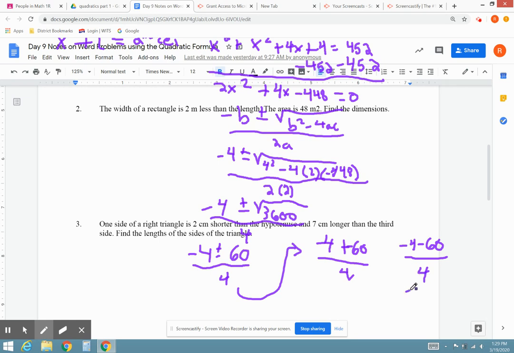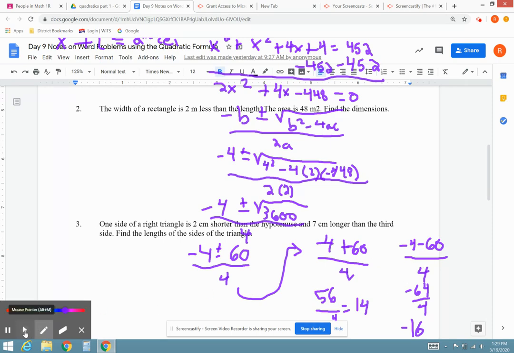So this is negative 64 over 4, which is negative 16. And this one is 56 over 4, which is 14. So my answers are 14 and negative 16.